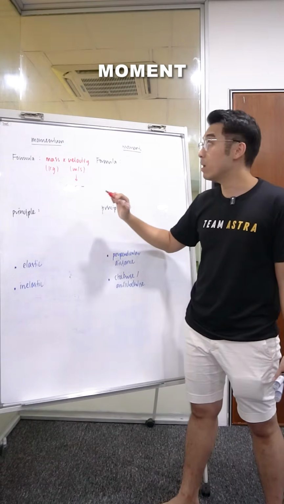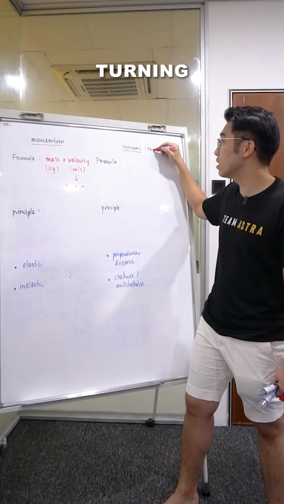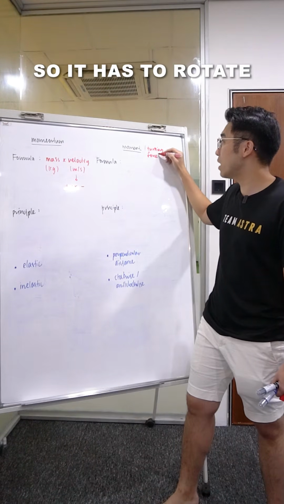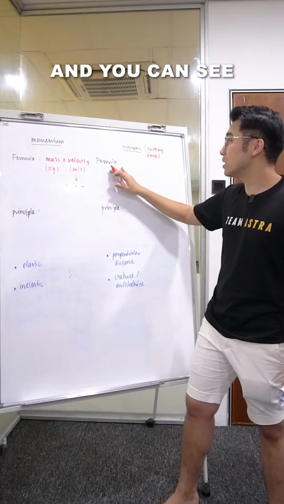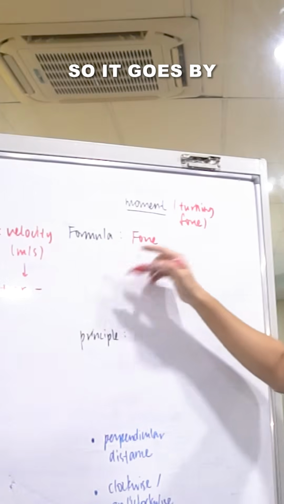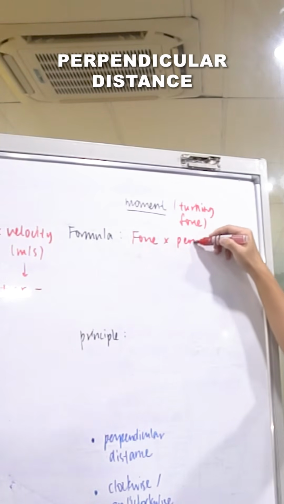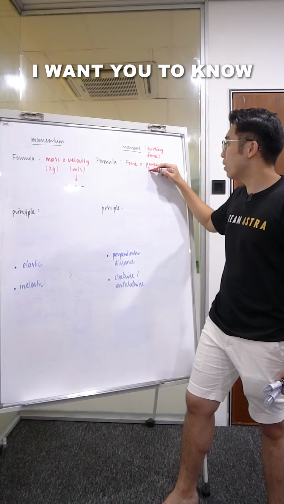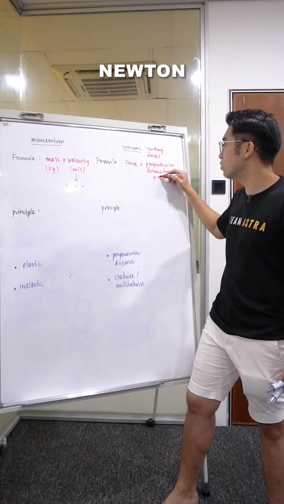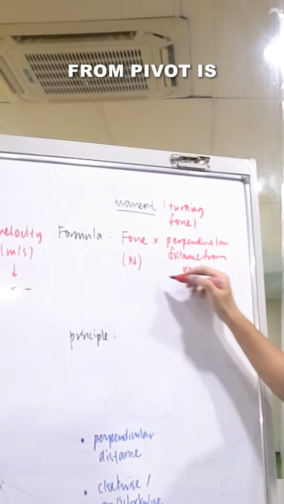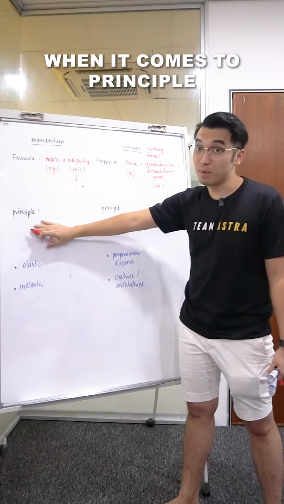And in terms of moment, it is also known as what we call the turning force. So it has to rotate and revolve around a center, or a pivot in this case, and you can see that the formula develops around this. So it goes by force times perpendicular distance from pivot. I want you to know that the unit for force is what we call Newton, and the perpendicular distance from pivot is meters.